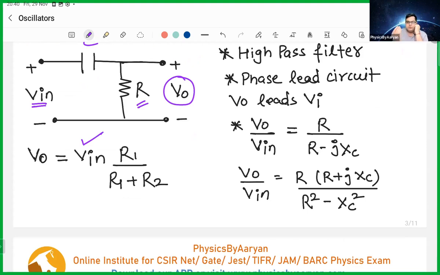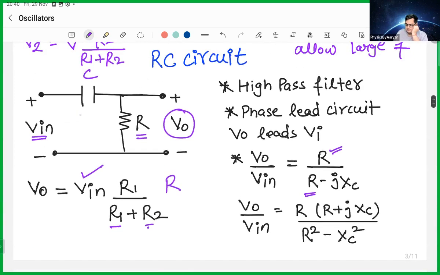Then I will write the resistance of the resistor. So resistance of the resistor कितना है? R है. So here you can see R. Then R1 plus R2. Okay, R1 plus R2. इसकी resistance तो R है. R2, इसकी resistance को हम कैसे लिखेंगे?